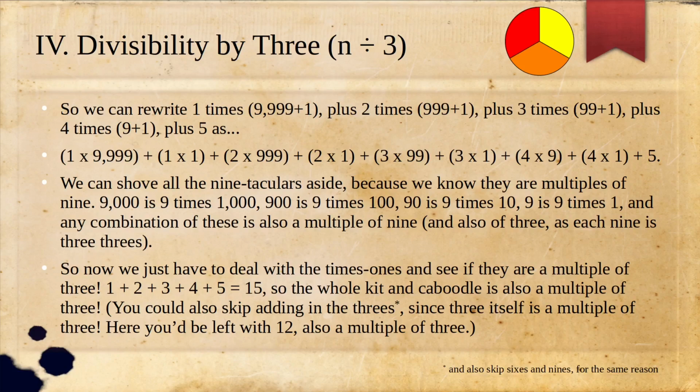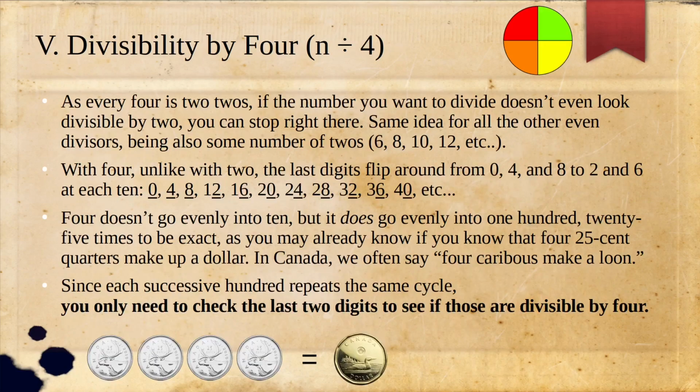And of course, these are also going to be multiples of 3. For our purposes, we don't actually care how many times 9 goes into it all, just that it does. And since 9 goes into it, 3 also does. So we only have left to deal with all of those times on the plus 1s, followed by the 1's digit itself. 1 plus 2 plus 3 plus 4 plus 5 equals 15, which is a multiple of 3. So the whole kit and caboodle is a multiple of 3. You could even skip adding in 3s because that's a whole multiple of 3, and the same applies to any 6s and 9s you might hit at this step. Divisibility by 4.